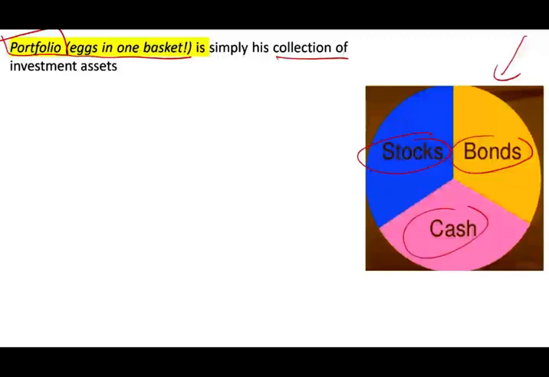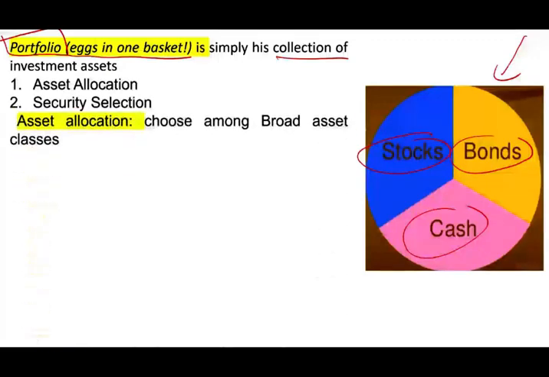When we talk about a portfolio, we have to understand two concepts. One is called asset allocation. The other one is security selection. So what is asset allocation? Asset allocation is when you choose among broad asset classes like this. For example, here we are choosing one-third in stocks, one-third in bonds, and one-third in cash. This is our overall asset allocation.